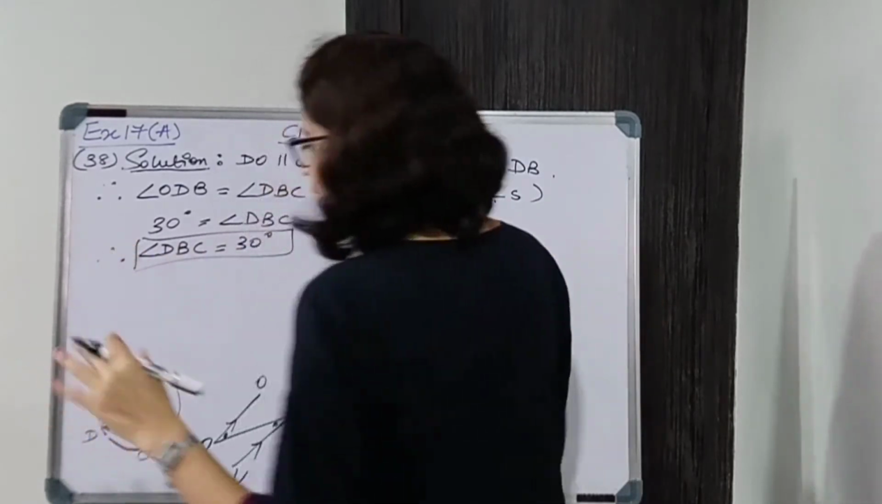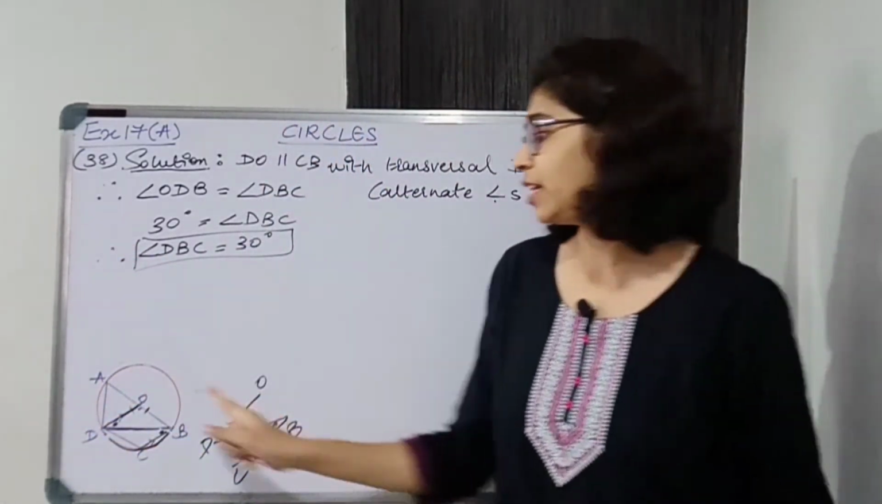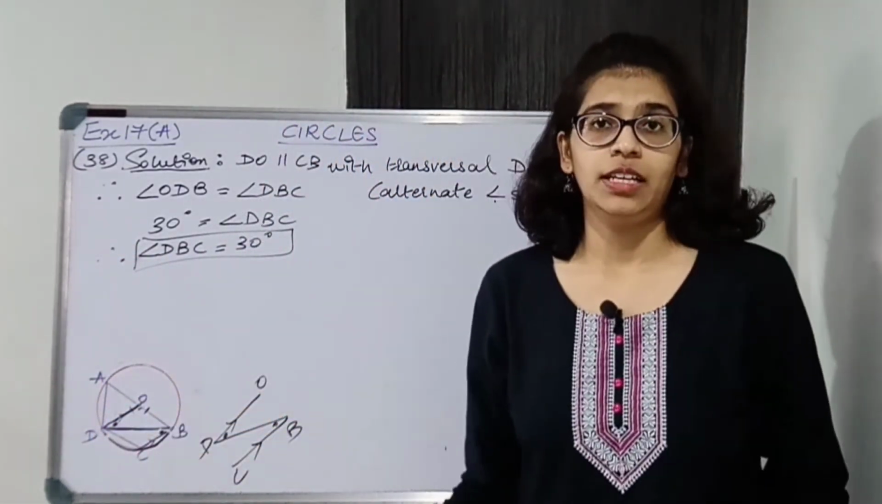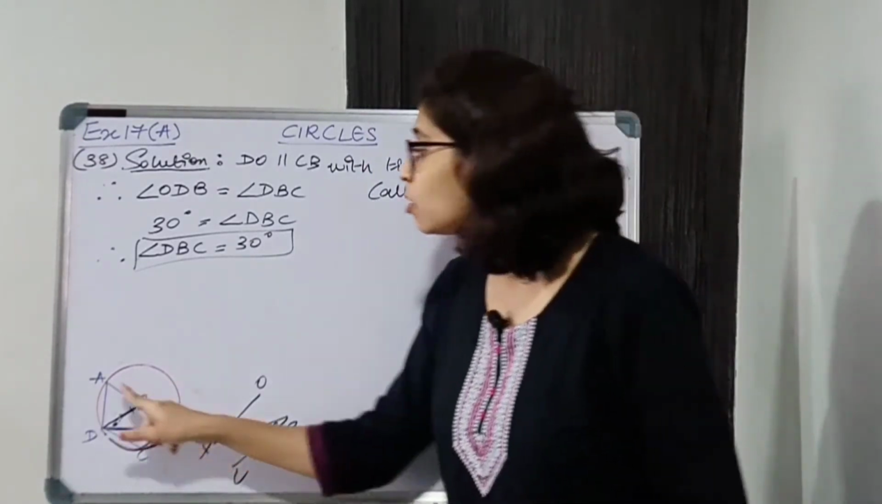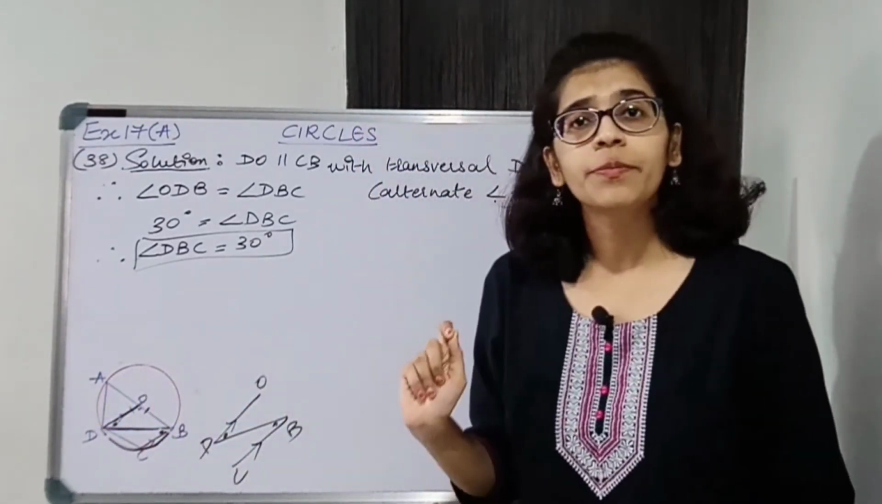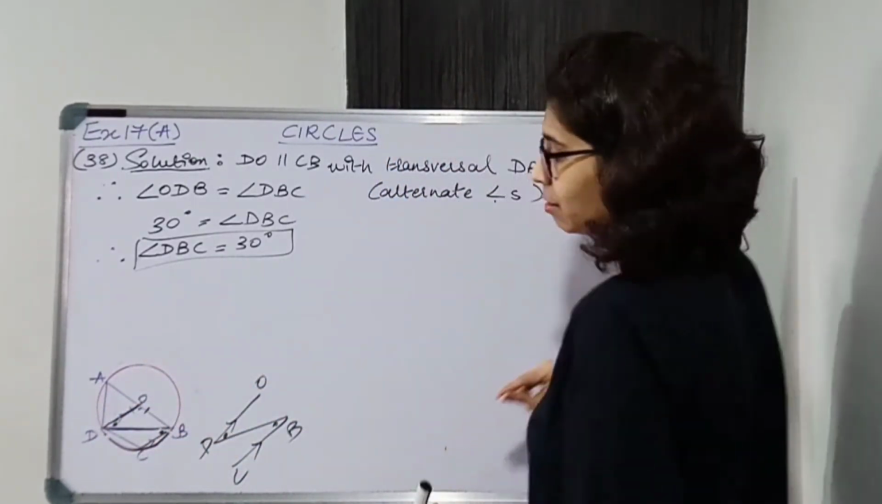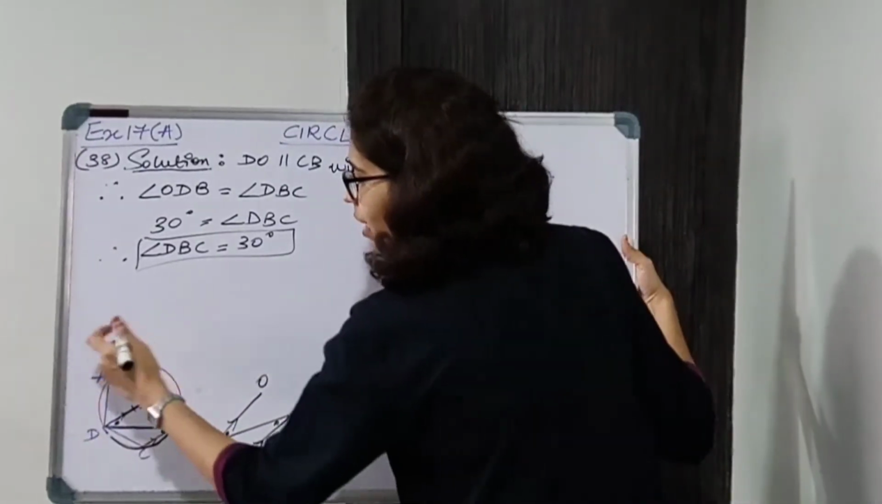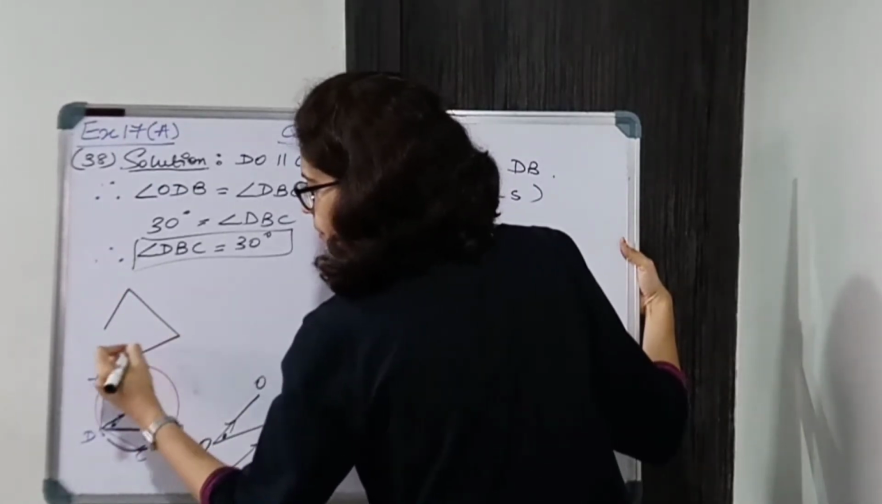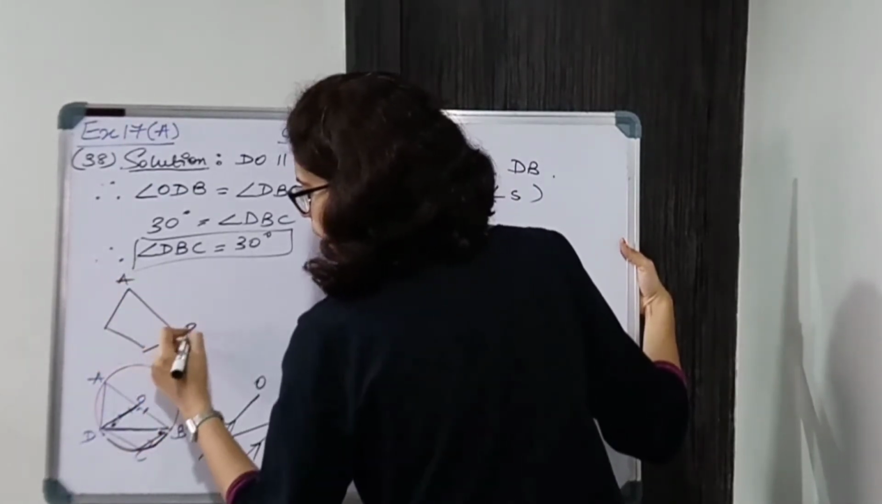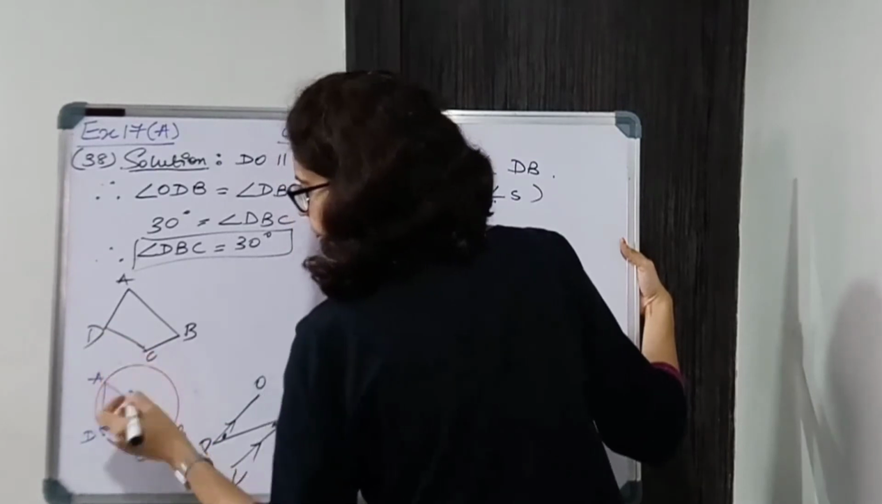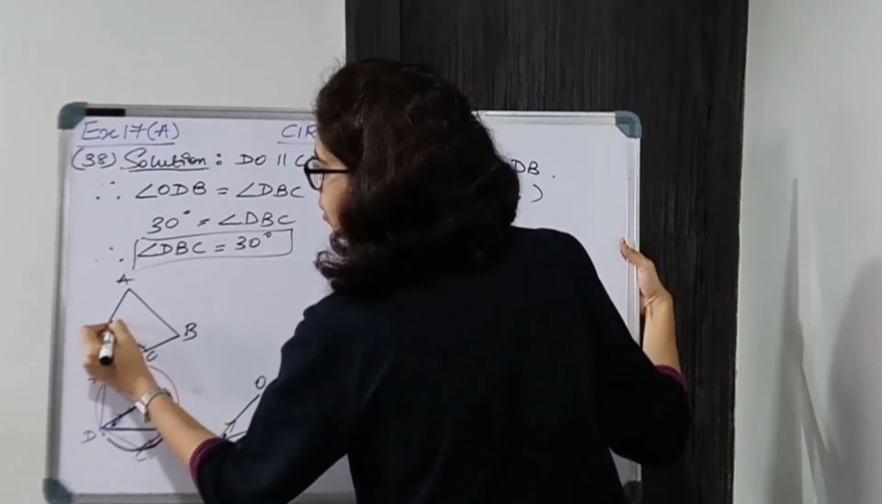So third part भी मिल गया. Now we have to find angle ADC. ADC is the angle of this quadrilateral. So we'll consider this quadrilateral ABCD again. Okay, ये quadrilateral में ABCD. We need to find this angle.